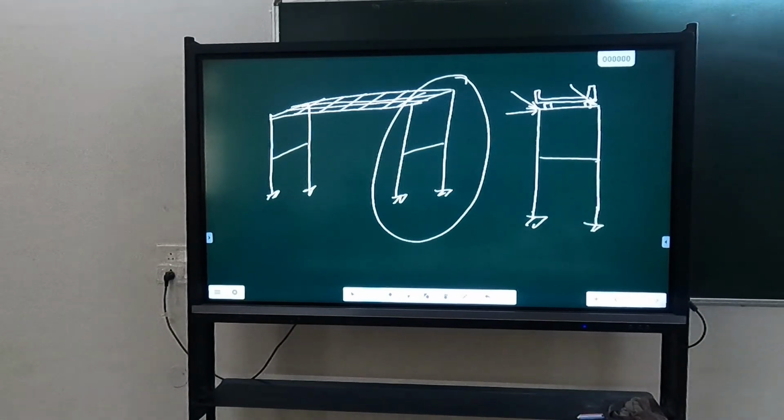So response reduction factors in case of buildings are much larger because their hinges can be accommodated in beams, but in bridges the hinges will form in column. That's why the response reduction factor, ductility and hence response reduction factor are much higher. Okay, so now you can plot the capacity curve for any bridge.